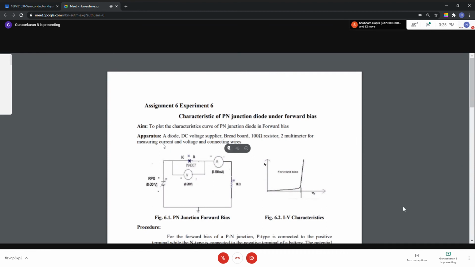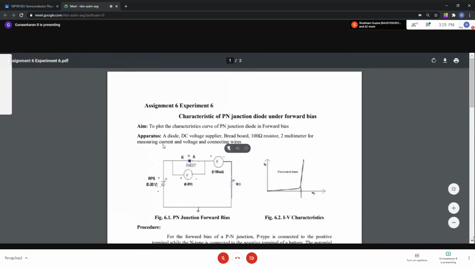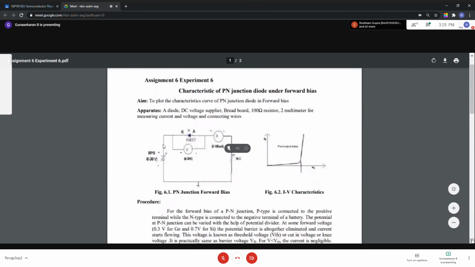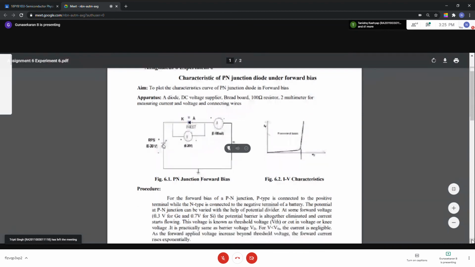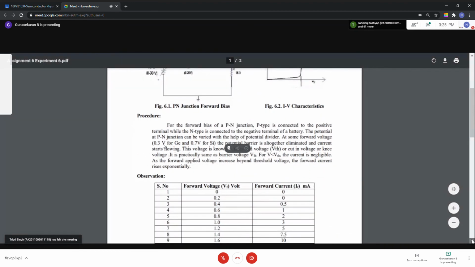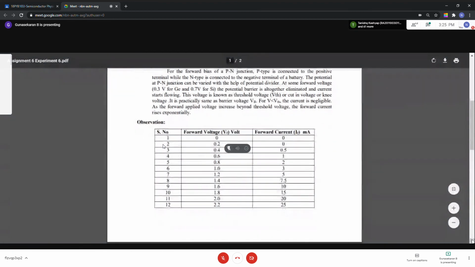Okay. So now once you make the connections, how do you take the reading? I think sir explained. If you increase the amplitude button, the voltmeter reading increases, and the corresponding ammeter reading you note down in a milliammeter. So the readings are given here. See here, the forward voltage and the corresponding forward current are also given in the tabular column.